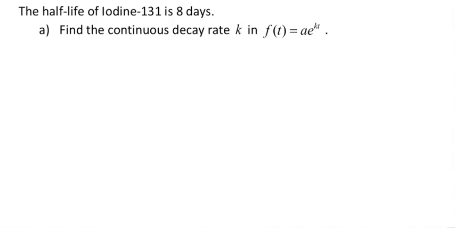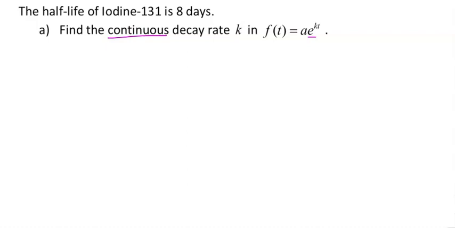The half-life of iodine-131 is 8 days. So that means no matter how much you start with, after 8 days you will have half as much as you started with. Find the continuous decay rate k in the exponential formula f(t) = a e^(kt). We're using this setup because we're told we're looking for a continuous rate. Continuous is always our clue that we're going to be working with our base of e.